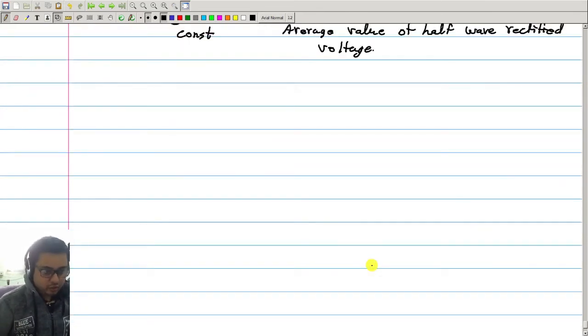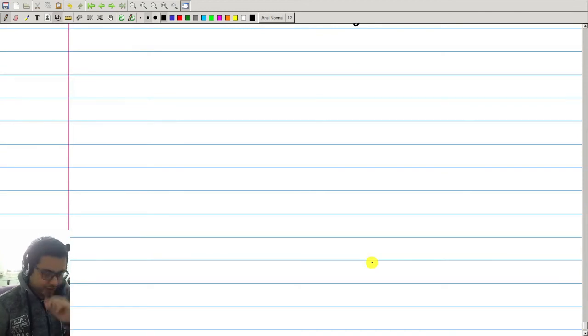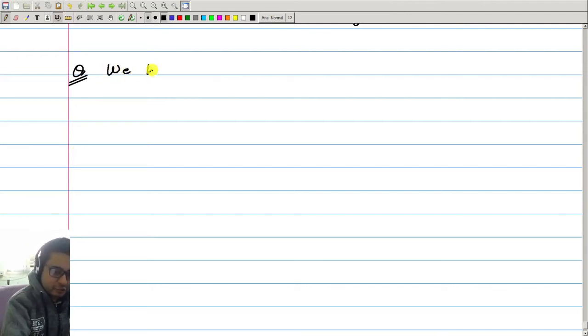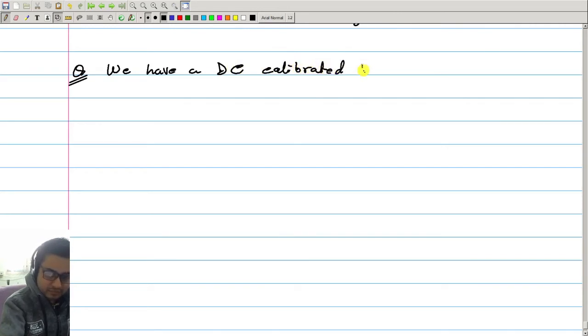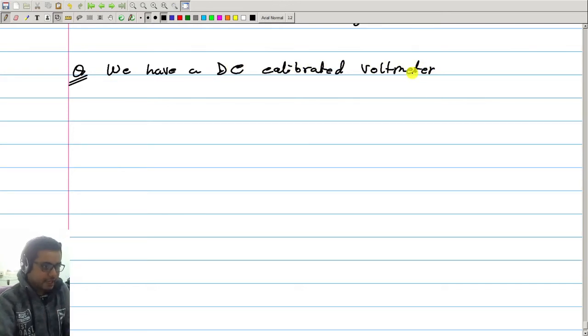Okay, now let me ask you one question. You have to answer this quickly, okay? Suppose we have a DC calibrated meter, voltmeter. So on this scale everything is already marked in terms of a DC voltage, okay?